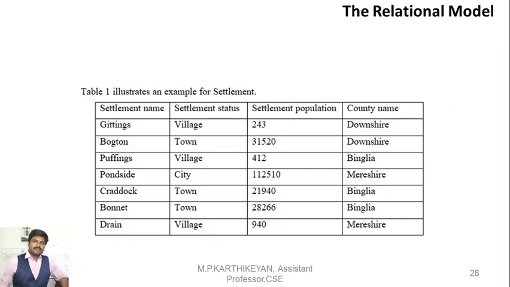Whereas a record means Bogdan is a town. It has a population of 31,520, and its country name is Downshire. So these are the complete attribute data available in a single record of Bogdan. This is called a record, whereas settlement population is the field.